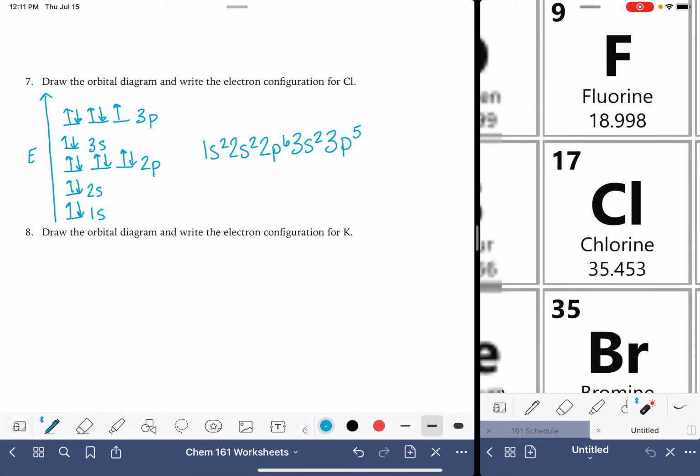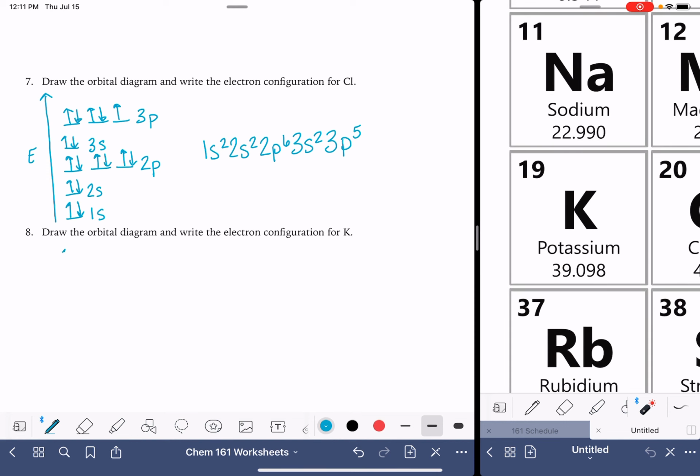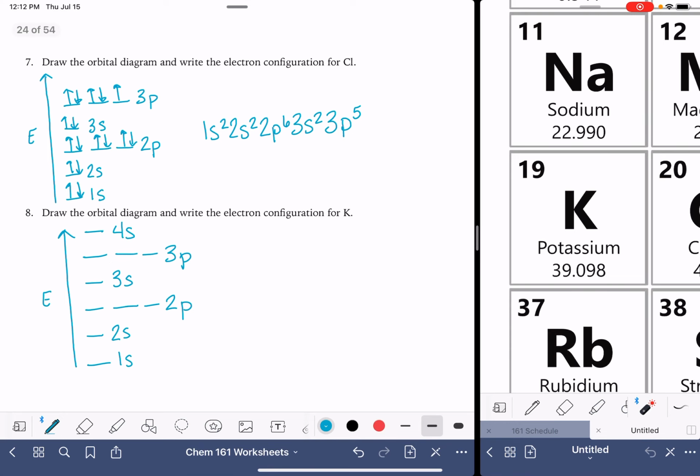And then last but not least, we have potassium. Potassium has 19 electrons, which means we're going to need 2 more electrons than what we just did for chlorine. So we will need to add that next orbital. And if you remember from that little Wikipedia paragraph, the next orbital was 4s. So after the 3 p's, the next one that we're going to do is 4s. And we need 19 electrons here. 1, 2, 3, 4, 5, 6, 7, 8, 9, 10, 11, 12, 13, 14, 15, 16, 17, 18, 19.